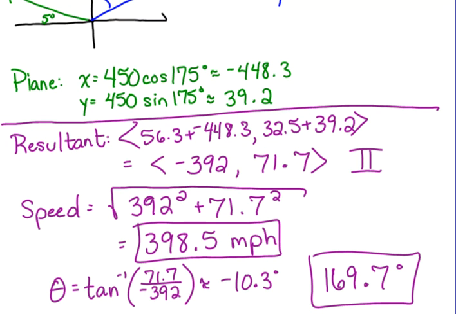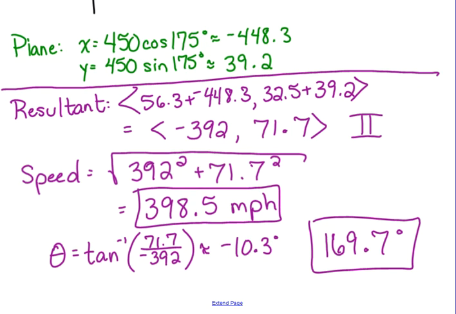Okay. So it's still in the second quadrant. It's just not quite as close to flying directly west as it was before. Before it was only 5 degrees away. Now it's 10.3 degrees away from going completely west. Okay. We're starting to get the hang of this a little bit.